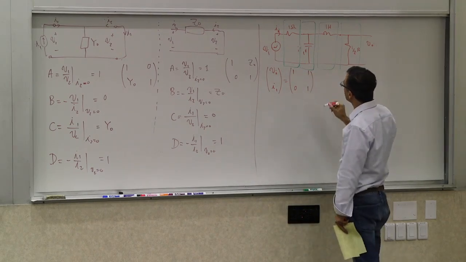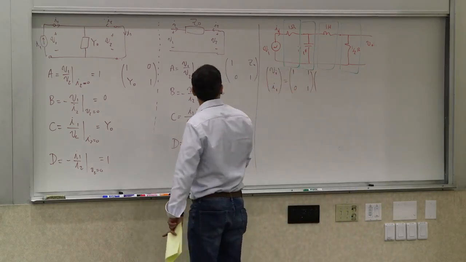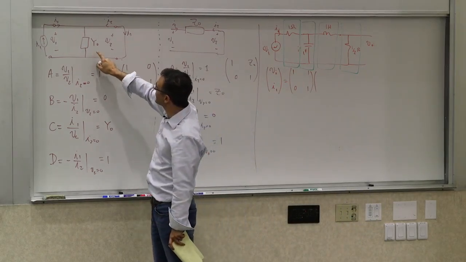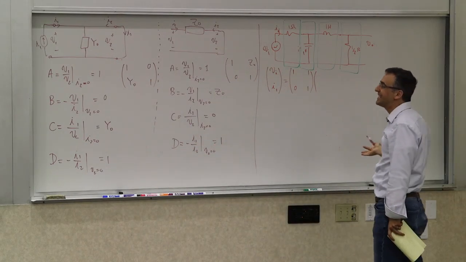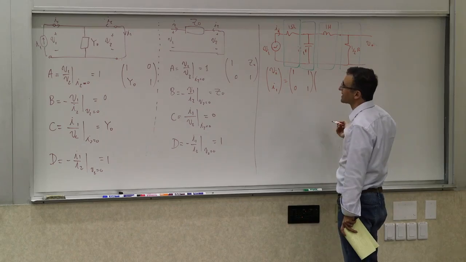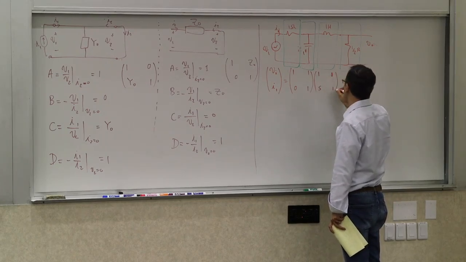Now, what does the second network give you? So you have a parallel element of a 1 farad capacitor, which is this thing. So what is Y of a capacitor? It's CS. So in this case, it's going to be just S. So it's going to be 1, 0, S, 1.